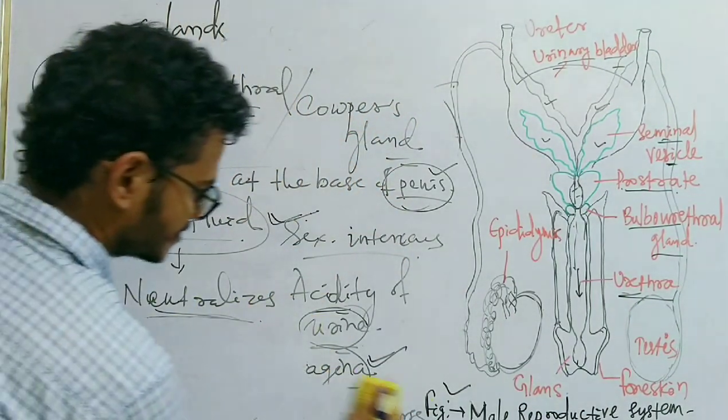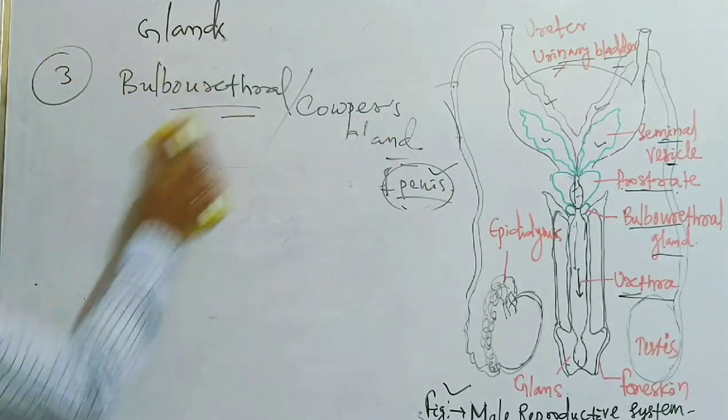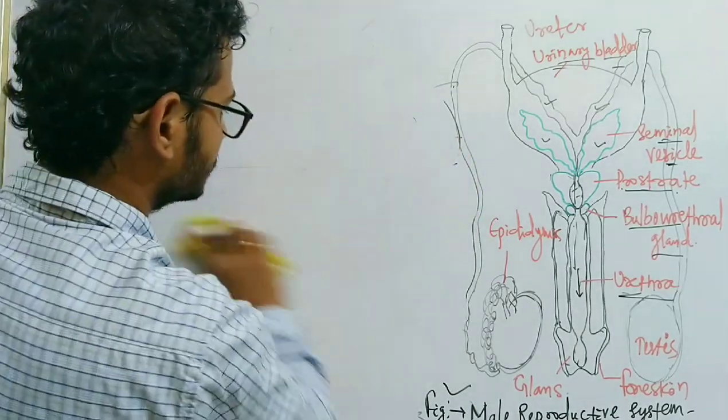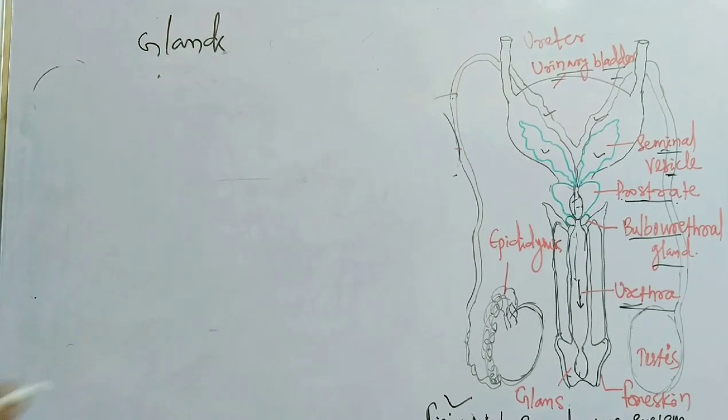So now we will discuss the supporting organs. What are the supporting organs of male reproductive system and what is ejaculation? So let's discuss ejaculation.